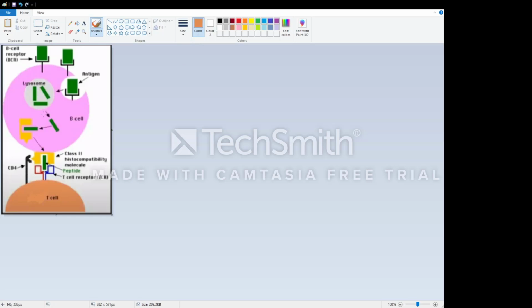I'm here to make a little video to explain the signal transduction pathway in terms of T cells and their interactions with B cells. So what goes on first is that a fragmented antigen is shown, and the B cell takes it in. This is already a fragmentation of the antigen, and it goes through the lysosomes, where the lysosomes break it down to a peptide.